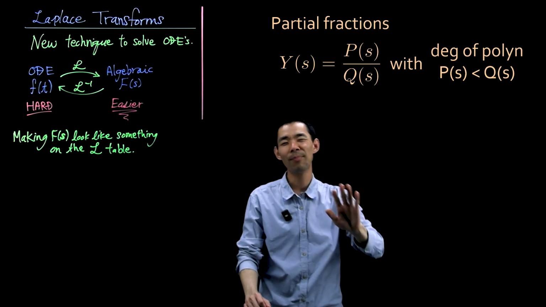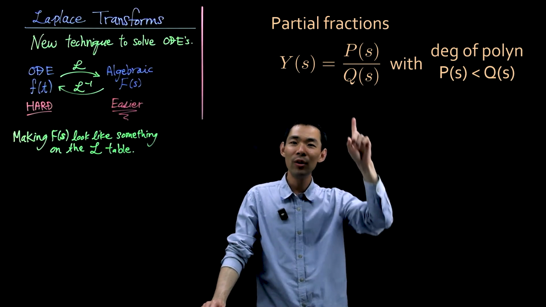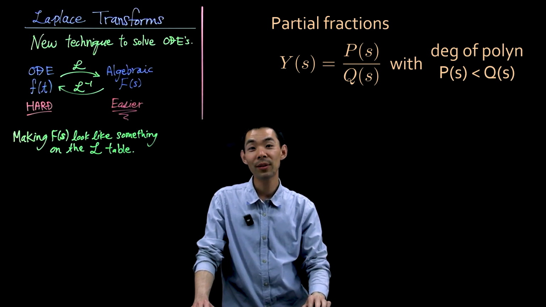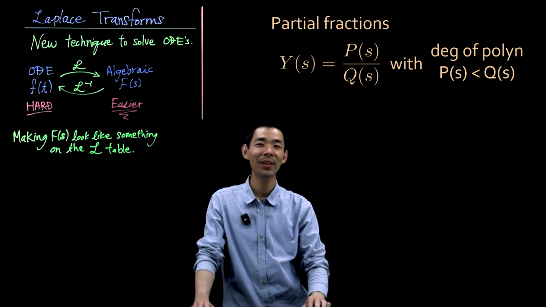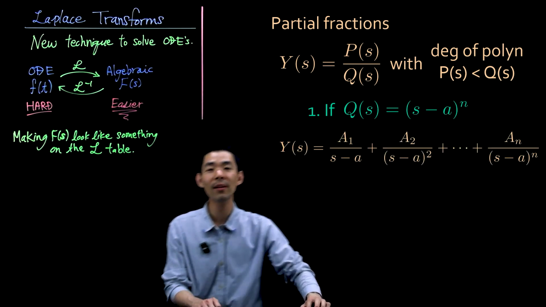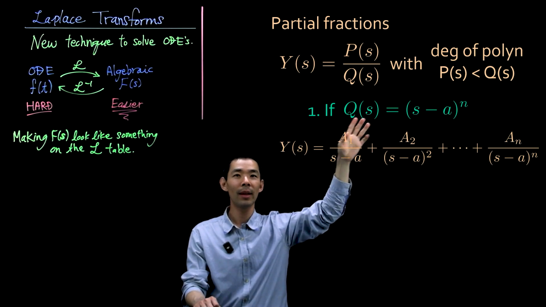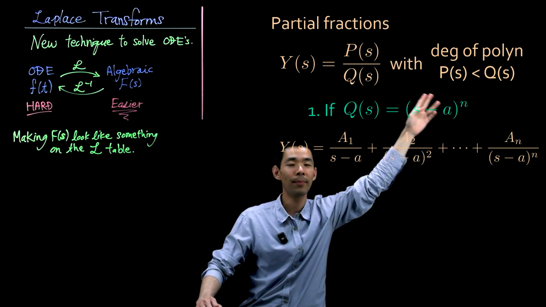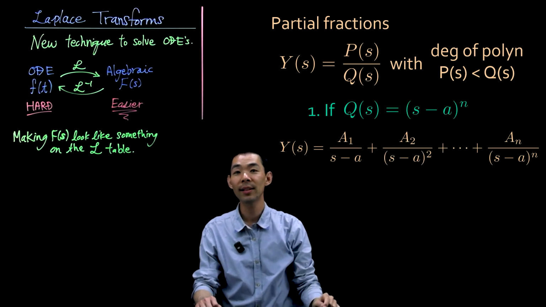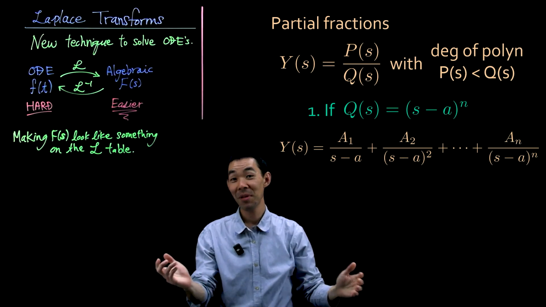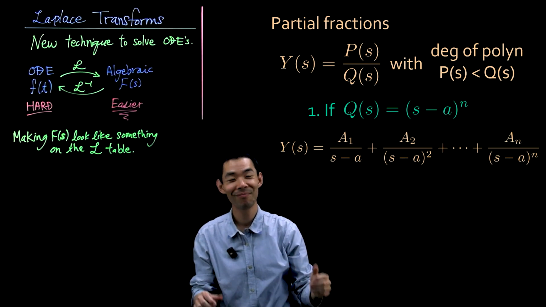It's a minor detail. Let's not worry about that. So when you have a situation like this, there's a couple of common scenarios depending on the nature of the denominator Q of s. First, if Q of s takes on this form, s minus a constant a raised to the nth power, right? We just did an example like that.